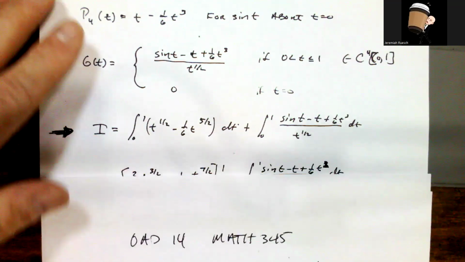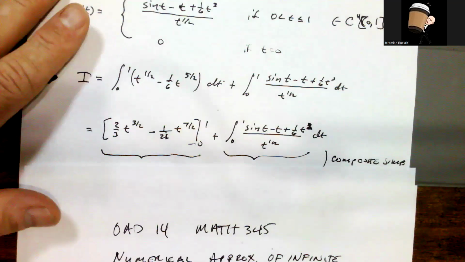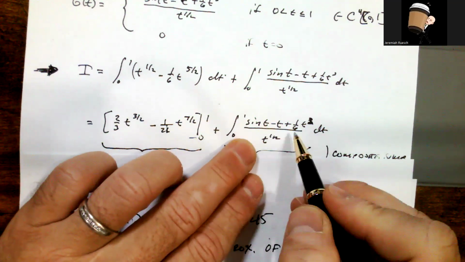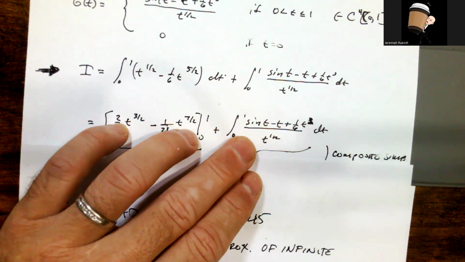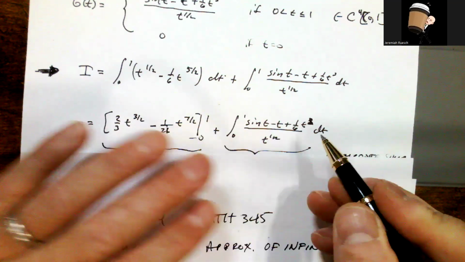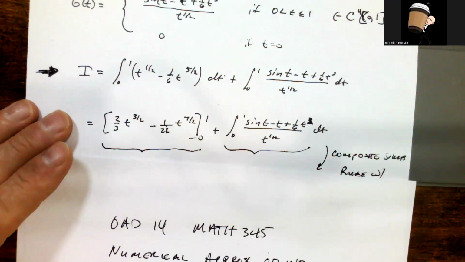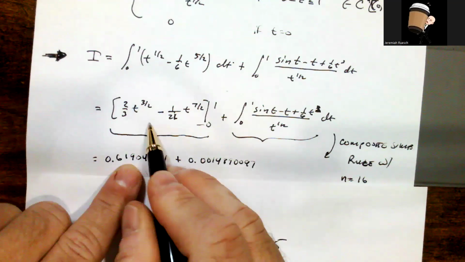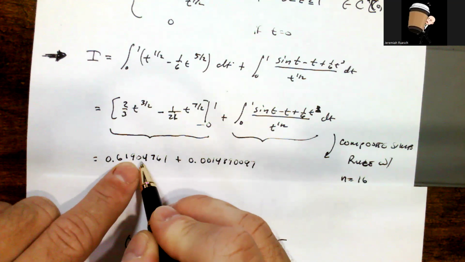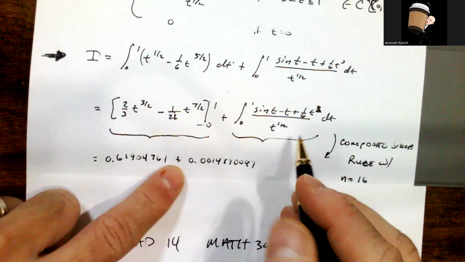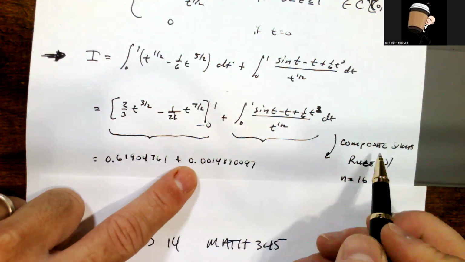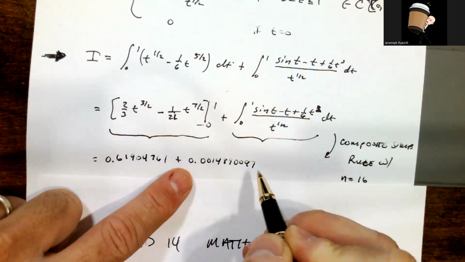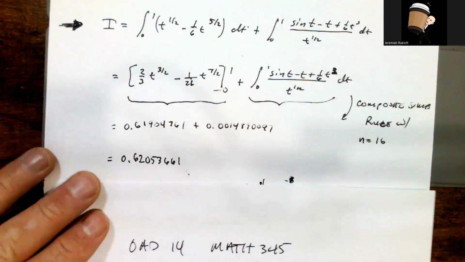Okay, integrating the first integral, we get this value. And then we're going to have to approximate this integrand using the composite Simpson's rule. So we're going to use n equals 16 here to get a really good approximation, make that interval size small enough. And if we do that, the result of this one comes out to be 0.61904761, and the result of this, using the composite Simpson rule with n equal to 16, turns out to be 0.0014890097.